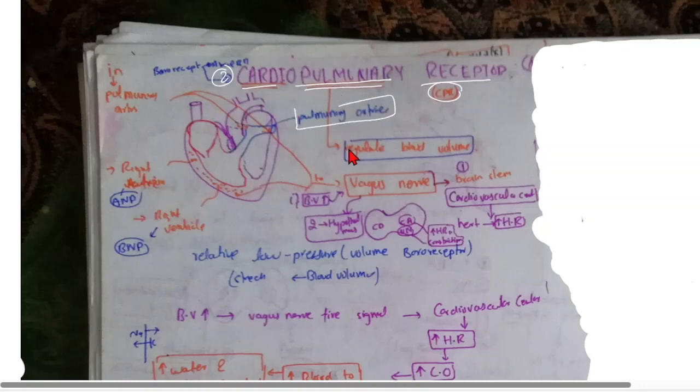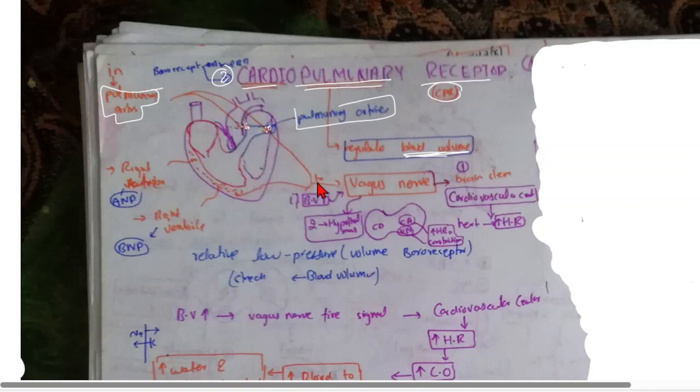It actually regulates blood volume, not blood pressure. On the basis of the blood volume, it gives a response to the body. It is present in the pulmonary arteries, and that's why it is called the cardiopulmonary receptor.